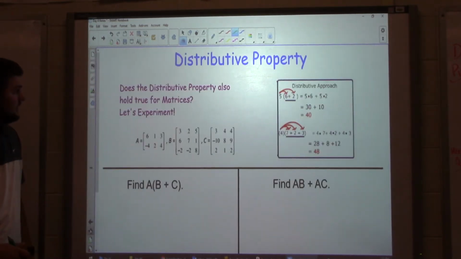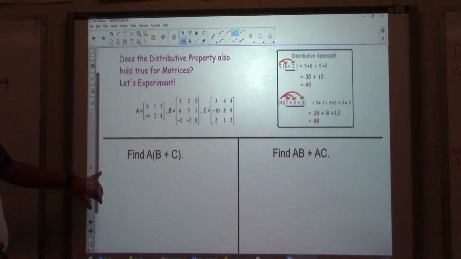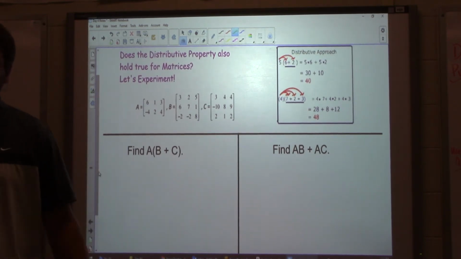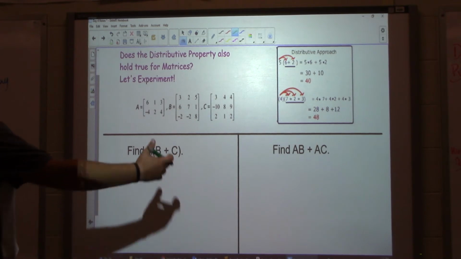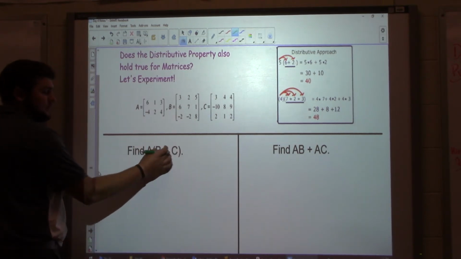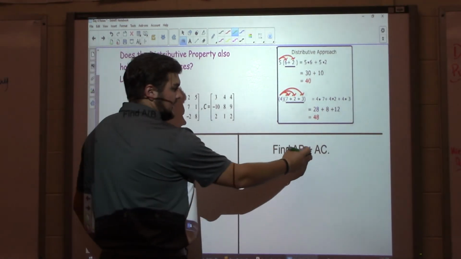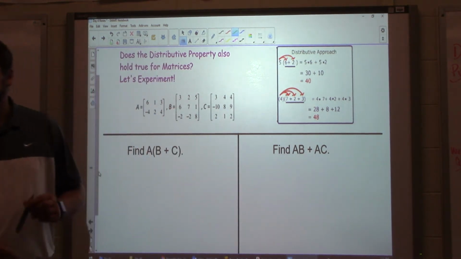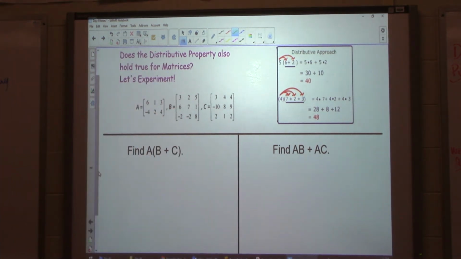Alright, last one. Distributive property. We all know what distributive property is. We use it all the time. So what I want to know is, do you think matrix A times B plus C is going to be the same as A times B plus A times C? Well, let's find out. You guys do the first one.